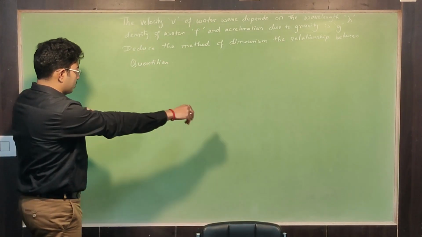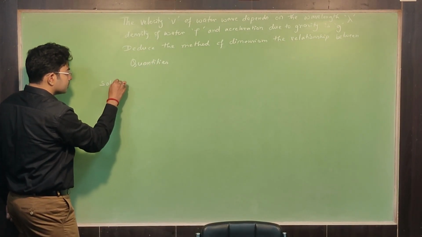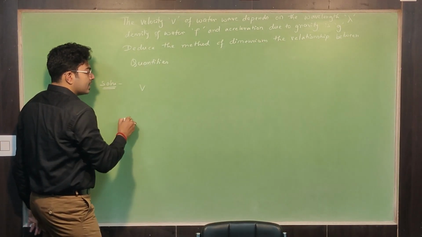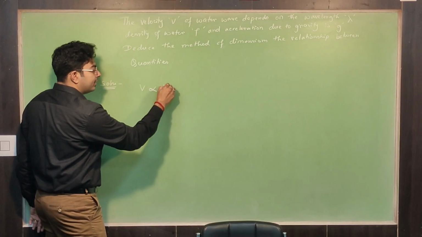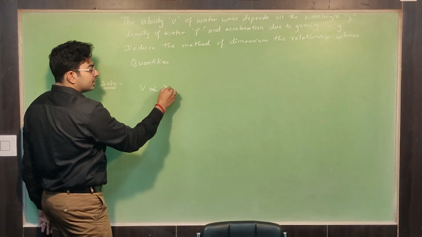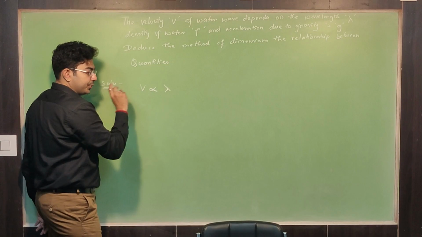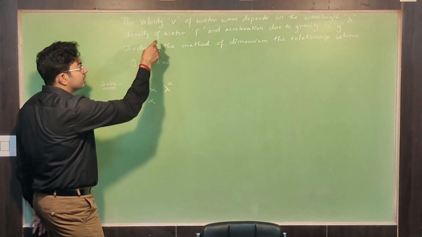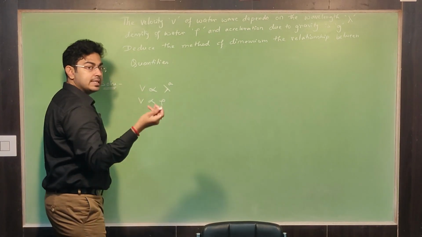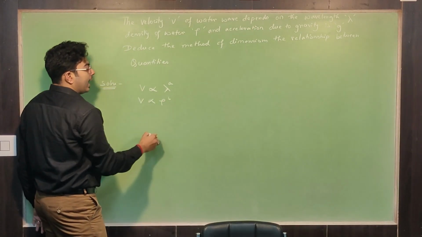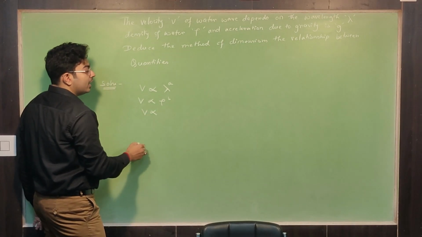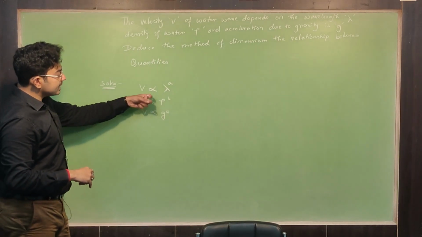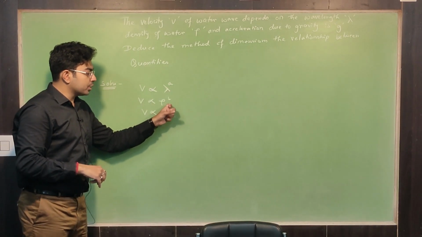So let us find out what we have to do. Just see. How does the velocity depend? Now the velocity depends on wavelength lambda. But how does it depend? Do I know? No. So let us write here A. It also depends on density of water, rho. How does it depend? Do we know? No. And it also depends on the acceleration due to gravity. How does it depend? Do we know? No. So that's why I've written lambda to the power A, rho to the power B, g to the power C.